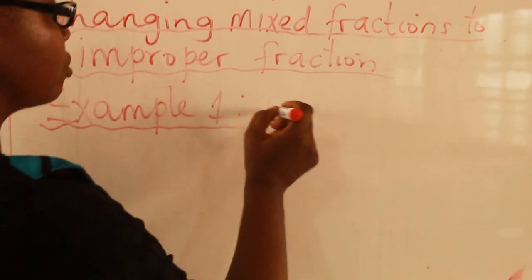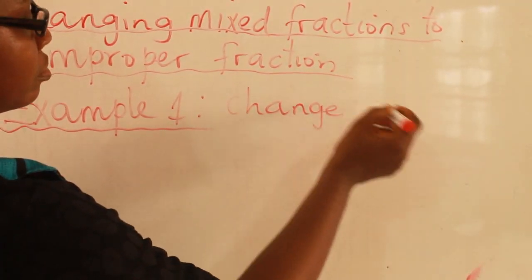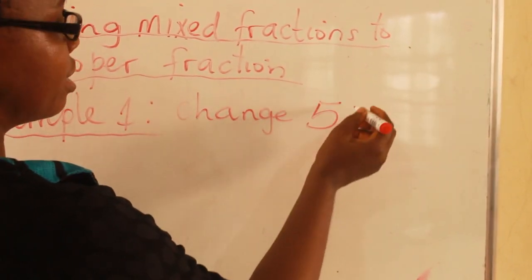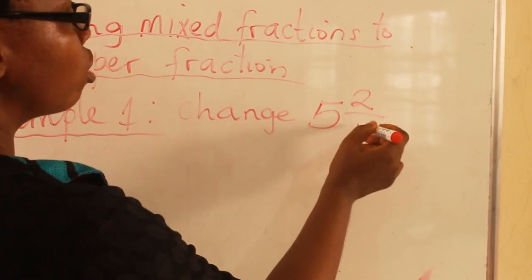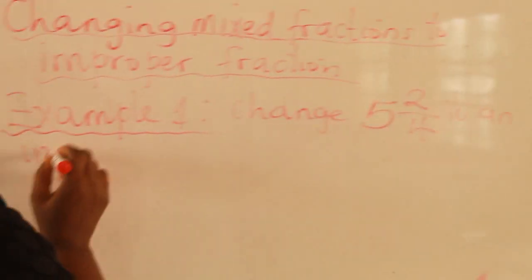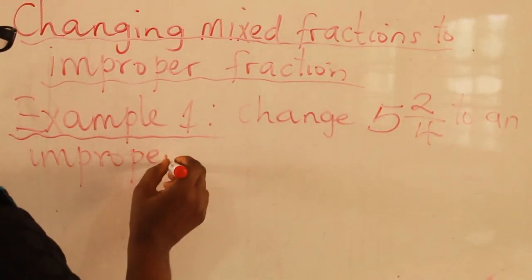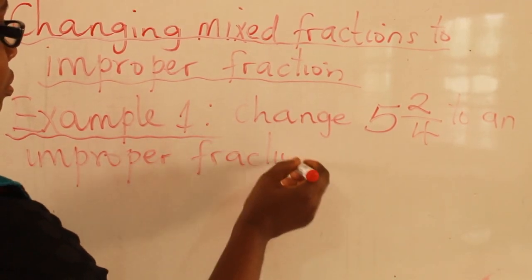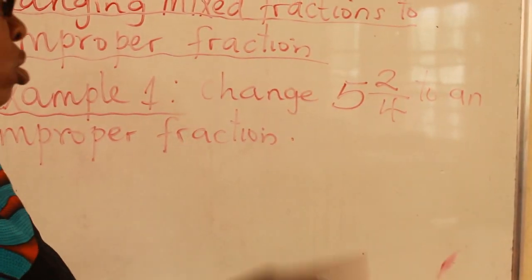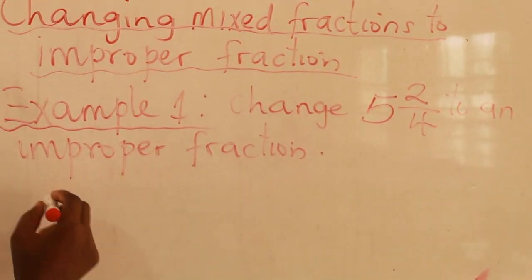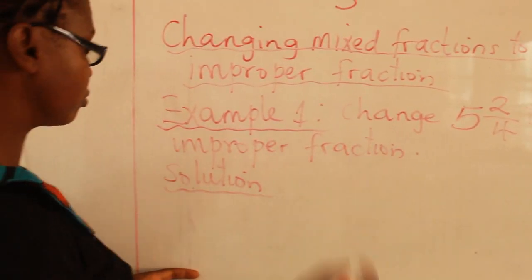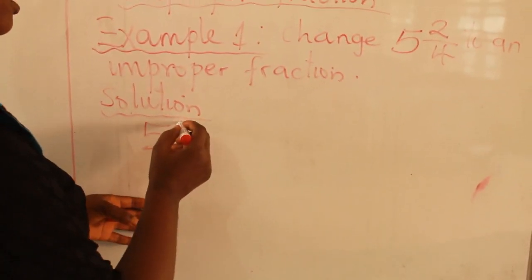All right, I'll say change 5 whole number 2 over 4 to an improper fraction. We write out our solution. Then we say we are changing this.